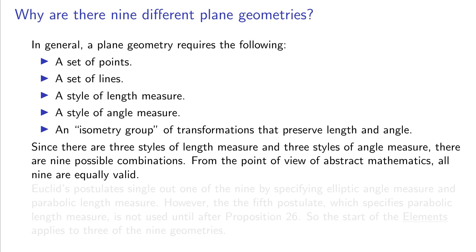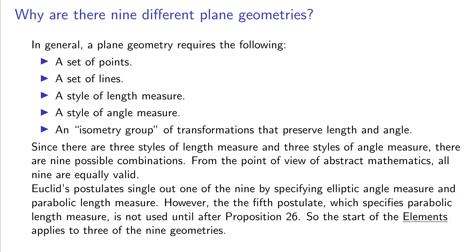How does Euclid single one of them out? Well, he says 2 points, as long as they're distinct, always determine a line. That's his first postulate, and that tells us that Euclidean geometry uses elliptic angle measure. In the 5th postulate, Euclid in essence says, given a line and a point not on that line, there's a unique line parallel to the given line that fails to intersect that first line. And that means he's using parabolic length measure. However, Euclid scrupulously never uses the 5th postulate until he needs to. That's after proposition 26. So the start of Euclid's Elements applies to 3 of the 9 geometries.